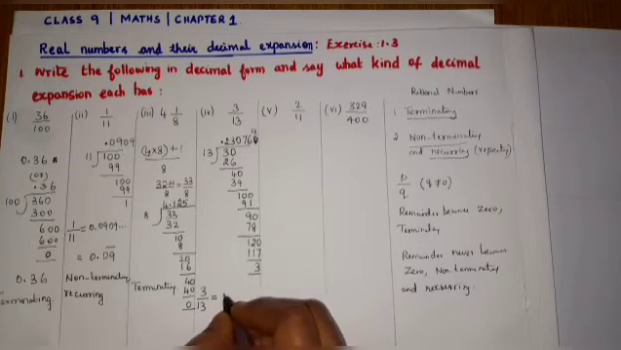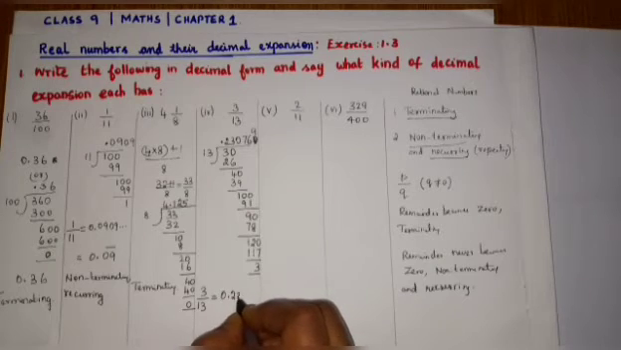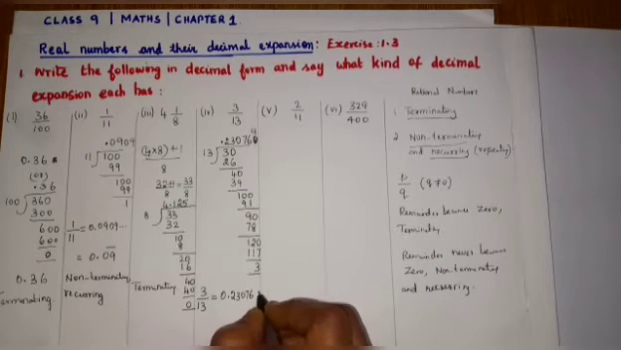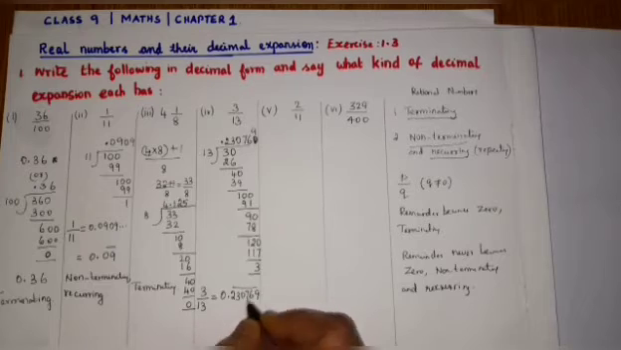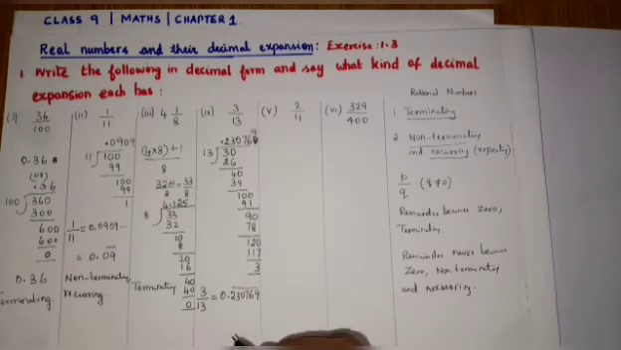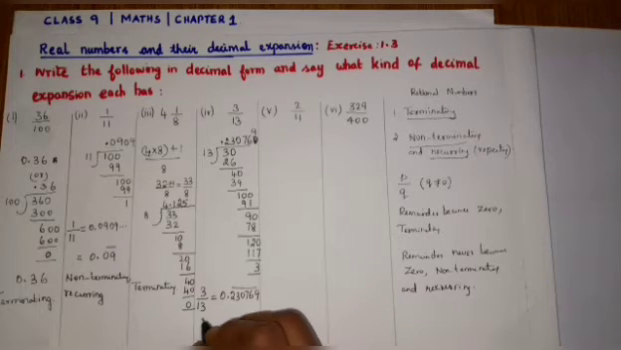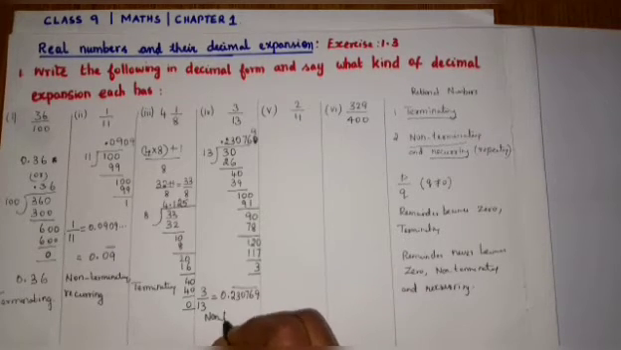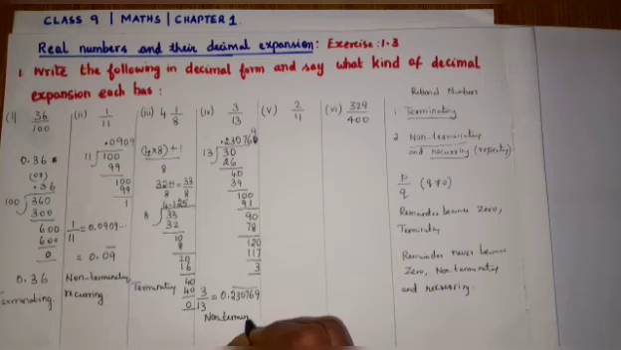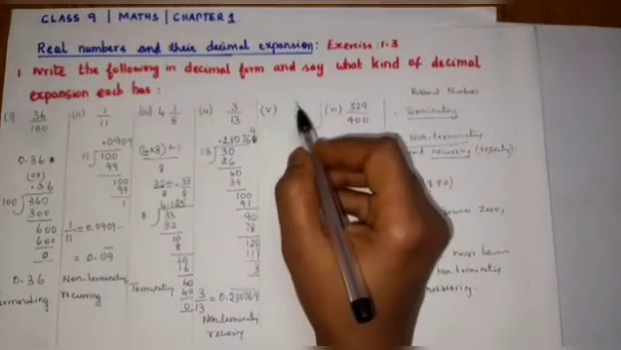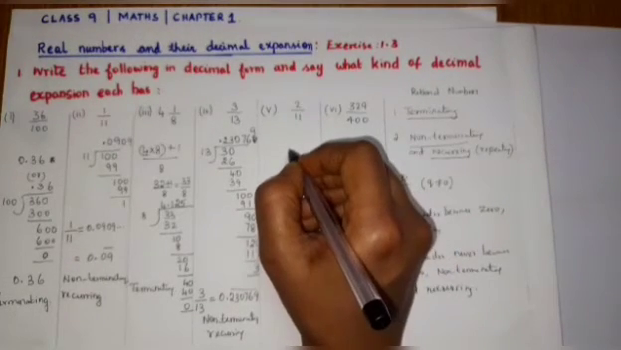So 3 by 13 we write 230769 bar. This block of numbers will repeat themselves. Therefore this is non-terminating recurring. So next, the fifth problem is 2 by 11.